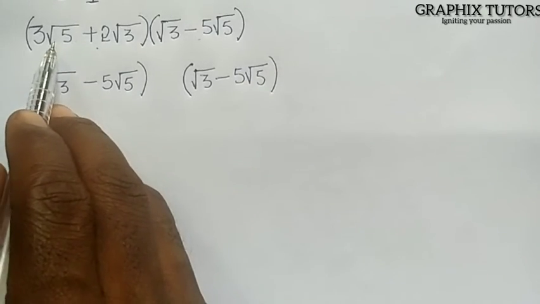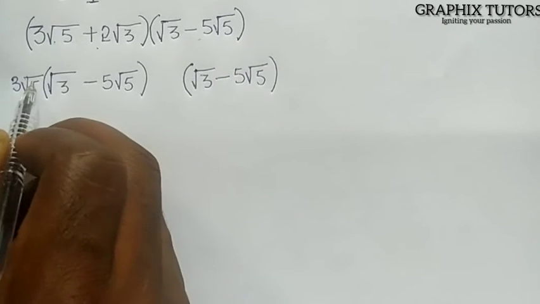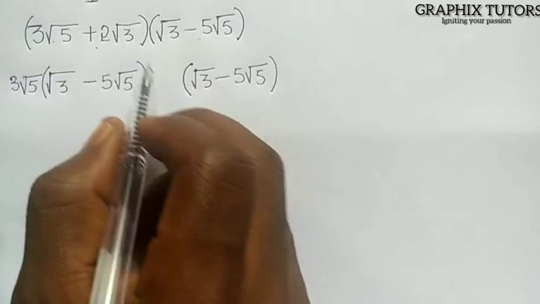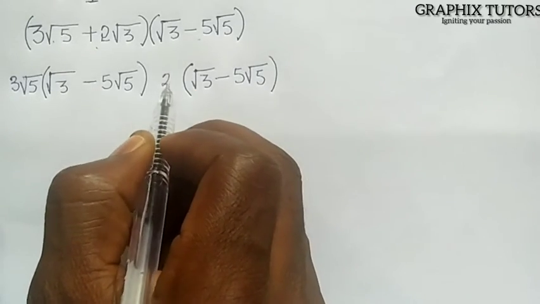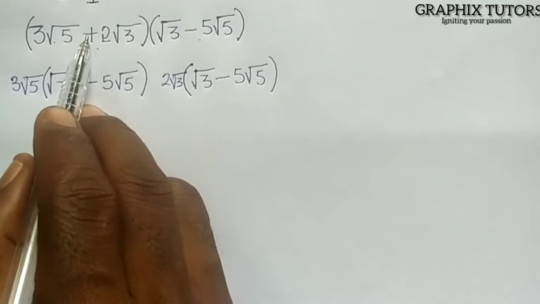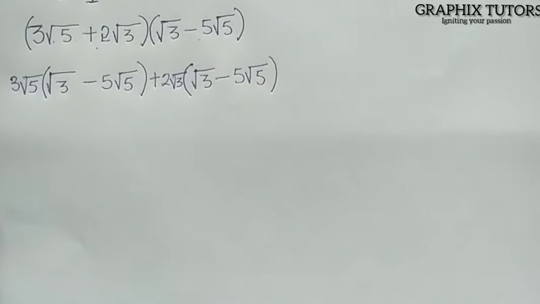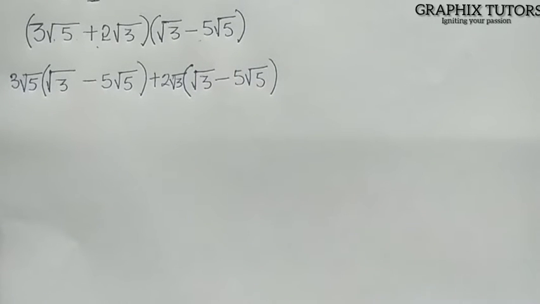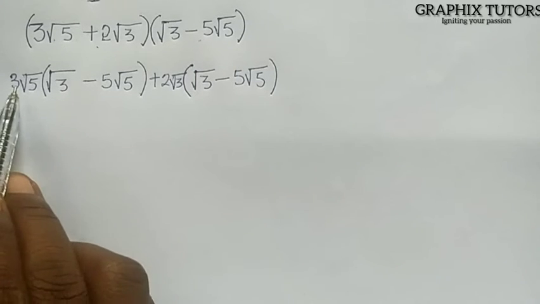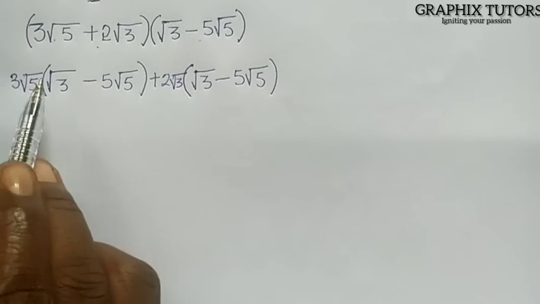So what is here is 3 root 5. I'll write it out here. This will be 3 root 5. Then what is here is 2 root 3. I'll write it here. 2 root 3. So when 2 root 3 is going, plus will follow it. So I'll put the plus here. Now multiplication deals with multiplying every value there. In front of root 5 here I have 3. In front of root 3 here I have 1. So 3 times 1 is what? 3.